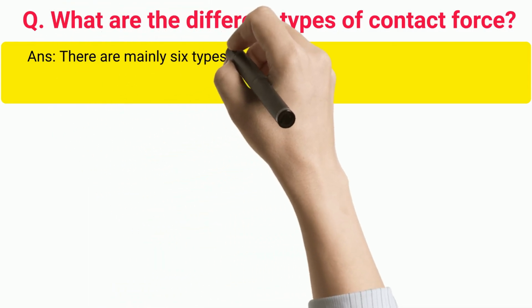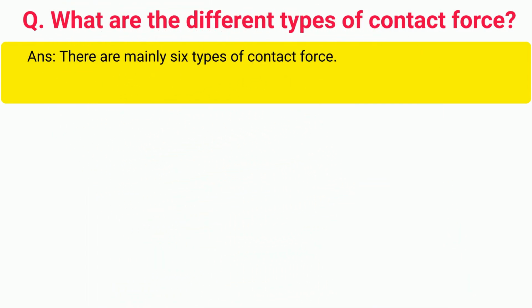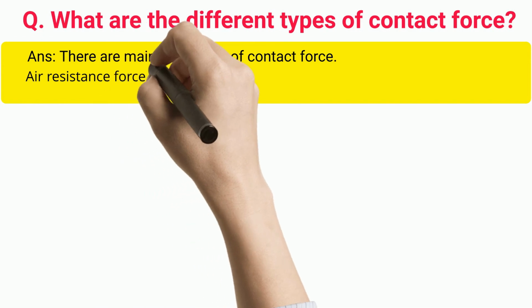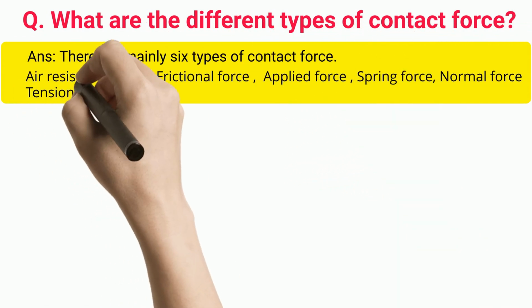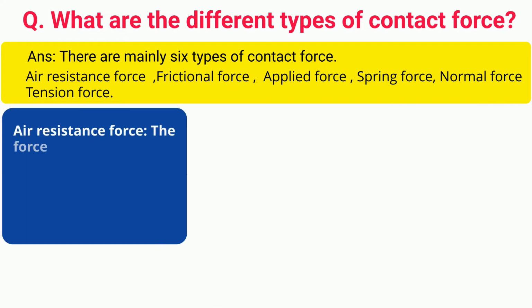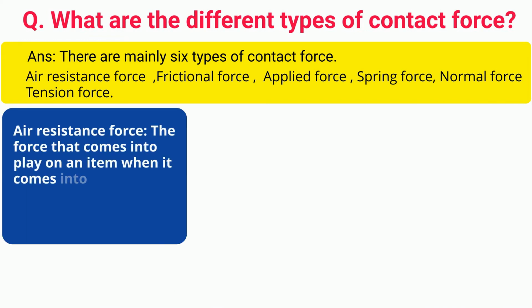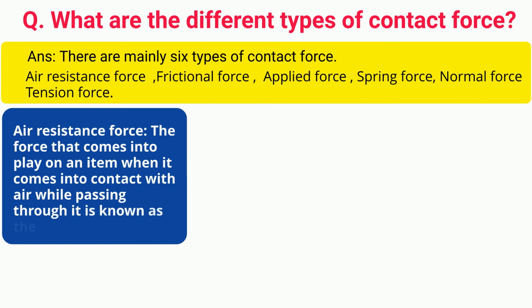Q. What are the different types of contact force? ANS, there are mainly 6 types of contact force. Air resistance force, frictional force, applied force, spring force, normal force, tension force. Air resistance force, the force that comes into play on an item when it comes into contact with air while passing through it is known as the air resistance force.